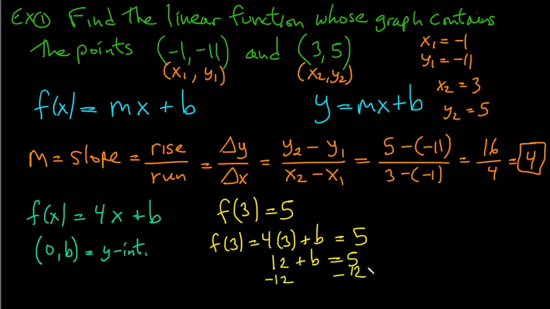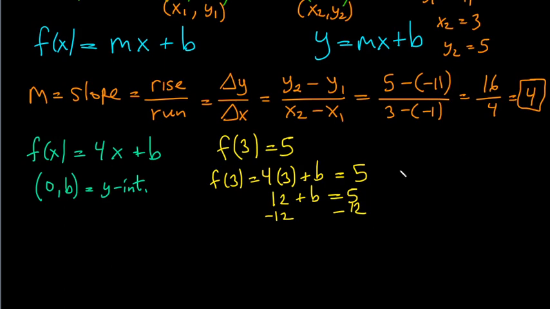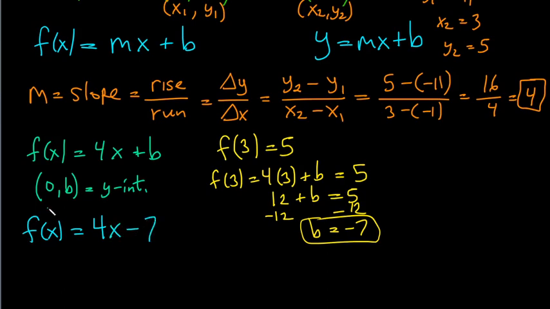Subtract the 12 from both sides. And we get b is 5 minus 12, so -7. Right? And so that has to be b. So now we know m is 4 and b is -7. So the linear function is 4x minus 7.